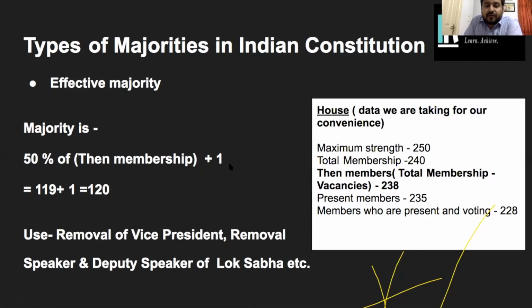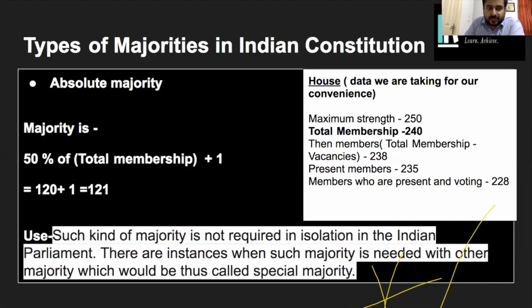One additional information I am providing that recently there was a floor test in Madhya Pradesh, and for the floor test there was effective majority that was used because some members resigned, and when the resignation of those members were accepted, the then membership was reduced, and that is why the present government was able to get the majority in the state. Now next majority is absolute majority.